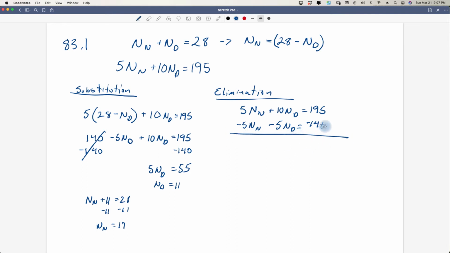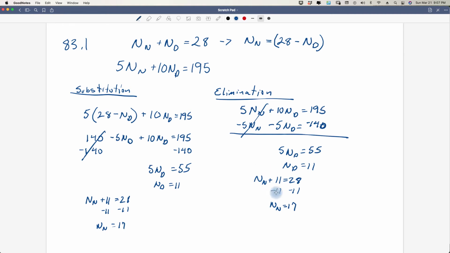All right, we've seen these numbers before. So this cancels, and this becomes 5 times the number of dimes equals 55. The number of dimes is 11. We sub in again: number of nickels plus 11 equals 28. We subtract 11 from both sides, and we know that the number of nickels is 17. Same answer. Both methods give us the exact same answer, so that is a pretty good indicator that those answers are correct.